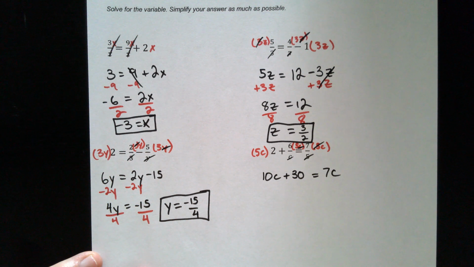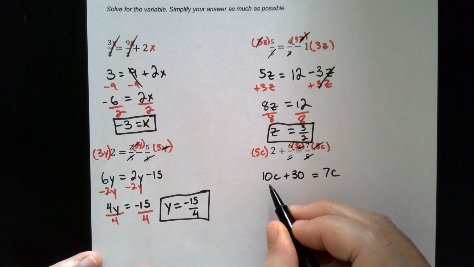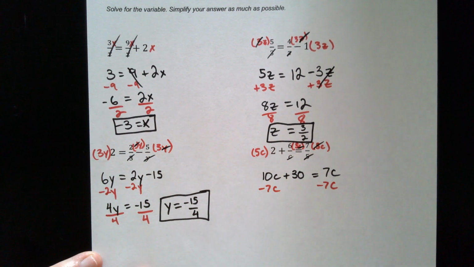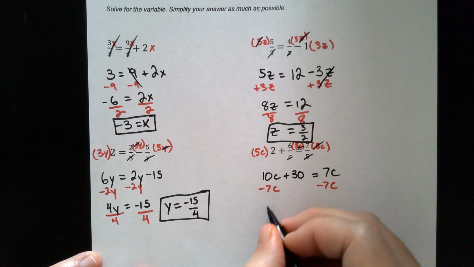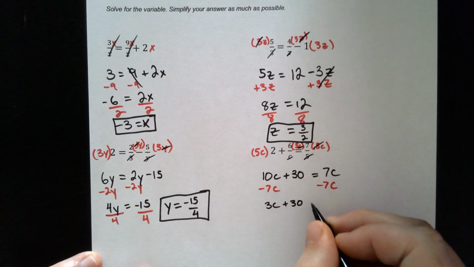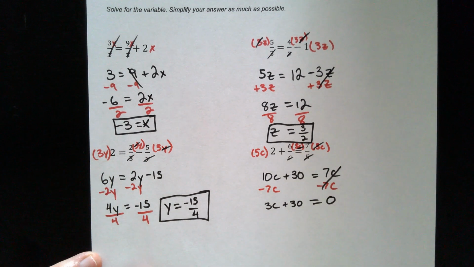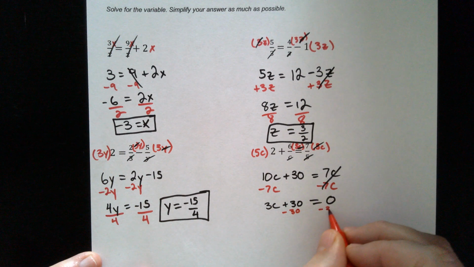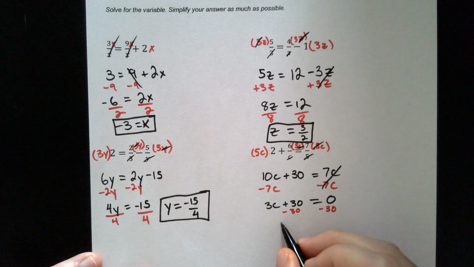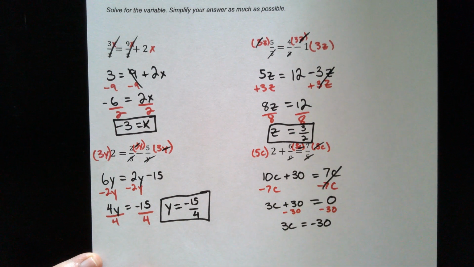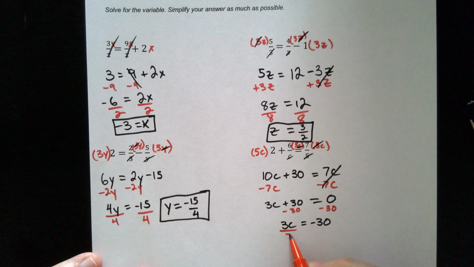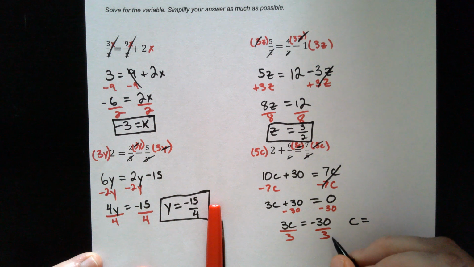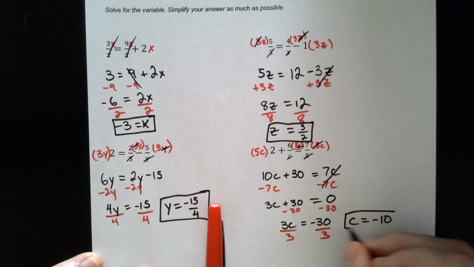Okay. Now I am going to move the c's over here and the numbers over there. So I will subtract 7c from both sides. And that will give me, let's see, 10 minus 7 is 3. So 3c plus 30 equals, well, everything's gone over there, so 0. Now I can move the 30 over, minus 30. So I get 3c equals negative 30. And then finally I can divide by this 3. So I get c equals negative 30 divided by 3, negative 10.